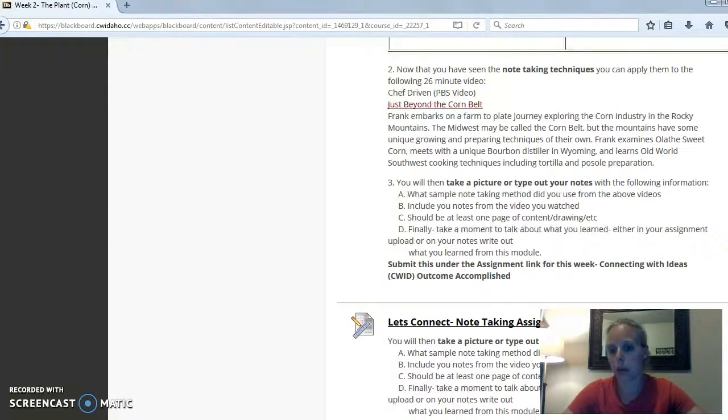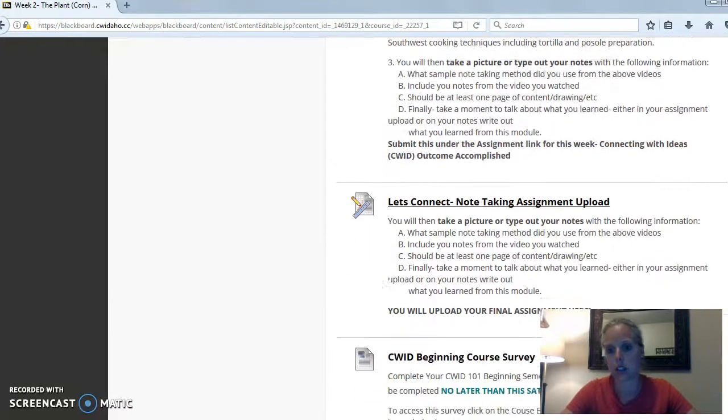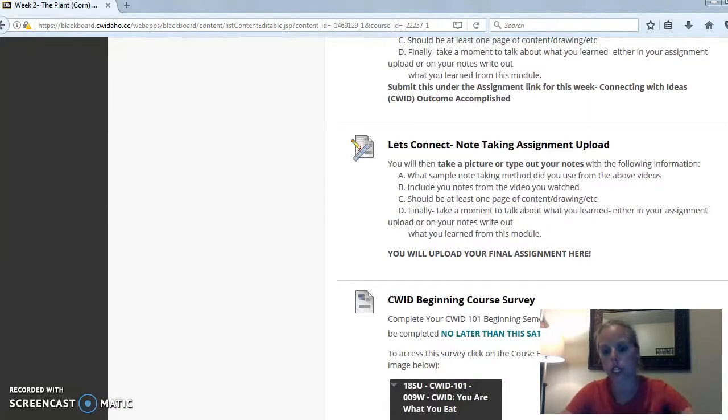So you'll either take a picture if you decided to sketch out your notes, or if you decided to write them out, or if you're a person that likes to type out your notes, totally fine too. You just want to make sure that you're able to upload those notes for me to be able to grade them. So either take a picture of your notes and upload them under this Let's Connect note-taking assignment upload portion, or if you type them out in a Word document, just make sure that you upload them in the same spot so that I can view those.